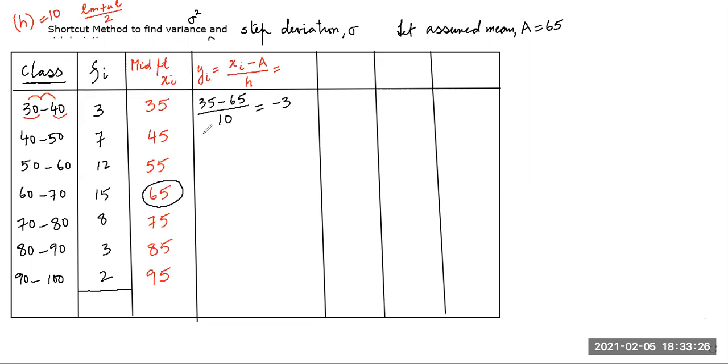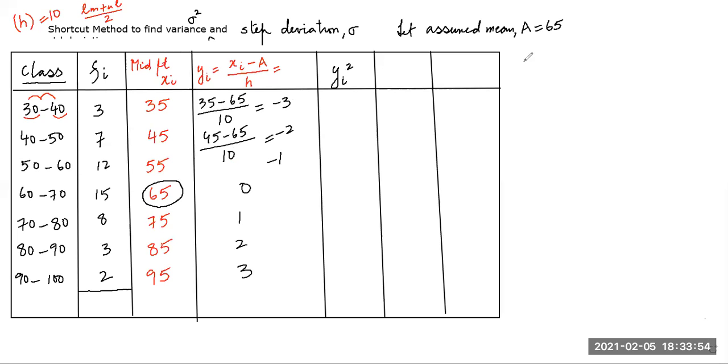Now what is the second value? The second value would be xi, which is 45, minus 65, divided by 10. So that will be minus 2, minus 1, 65 minus 65 is 0, 1, 2, 3. So you got yi in a simple way. All right. After finding out yi, we will find yi square.